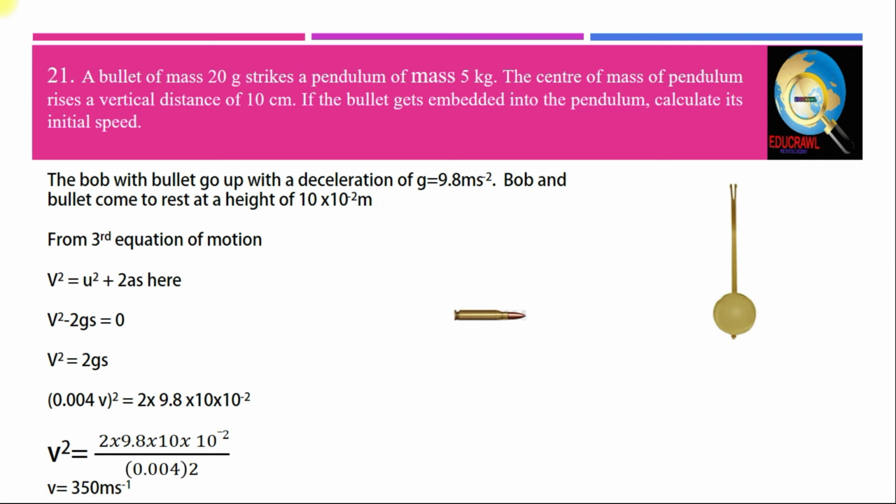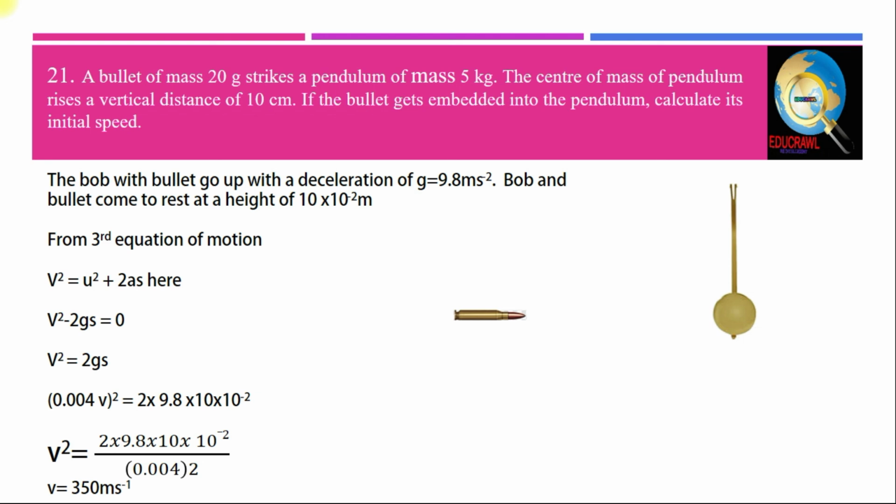Now we need to find the value of velocity, so we are using the third equation of motion: v squared is equal to u squared plus 2as. Initially the pendulum is at rest, so u is equal to 0, and v squared is equal to 2as. Here a is replaced by the acceleration due to gravity, so v squared is equal to 2gs. Capital V is the combined velocity, for which we have already derived V as 0.004 v.